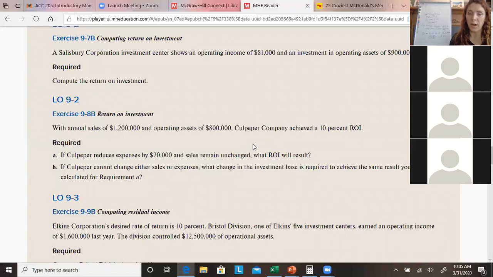So if your operating income is 80,000, you have a reduction of 20,000 in expenses. That's the same as an increase in operating income of 20,000. So your new operating income is 100,000. I would just put that over your operating assets of 800,000, and that gives you a new ROI of 12.5%. Does anybody want me to write that up on the board? Yes, please. Okay.